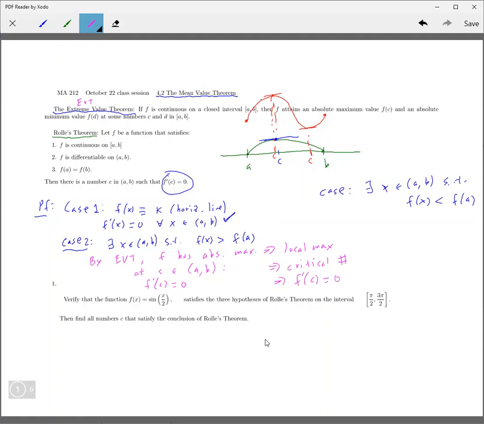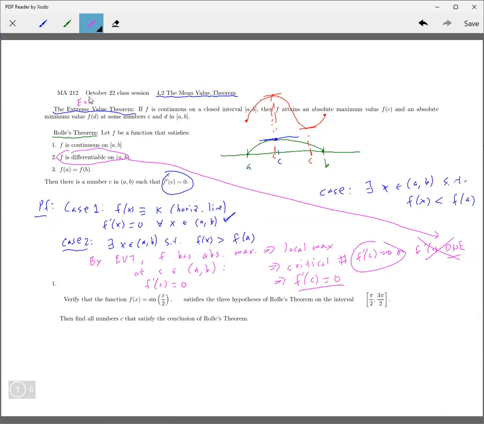Because critical number means that the derivative is 0 or the derivative does not exist, right? But f is differentiable. So that knocks that out. That makes that not a possibility. That means it has to be this one, which is the conclusion of Rolle's theorem.